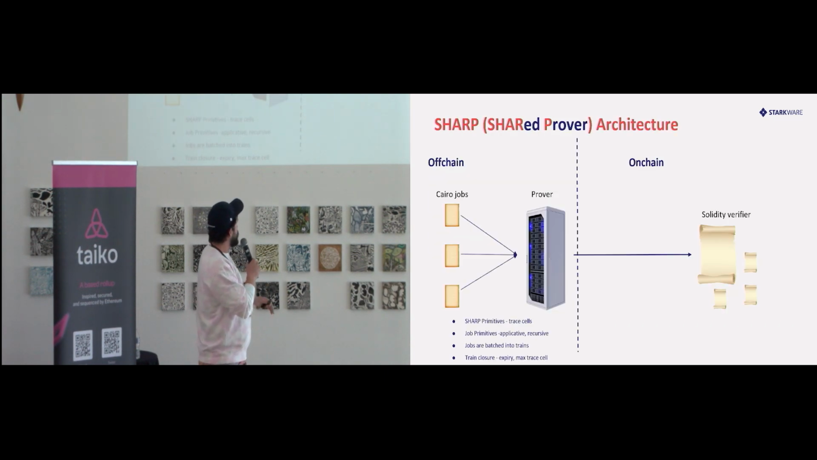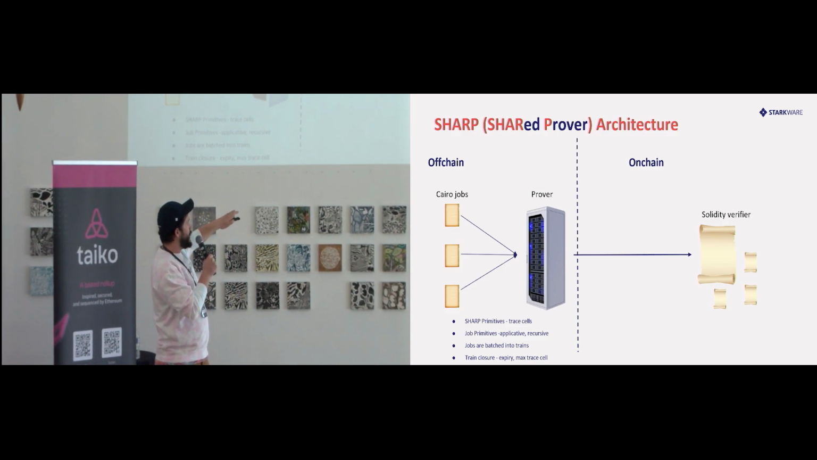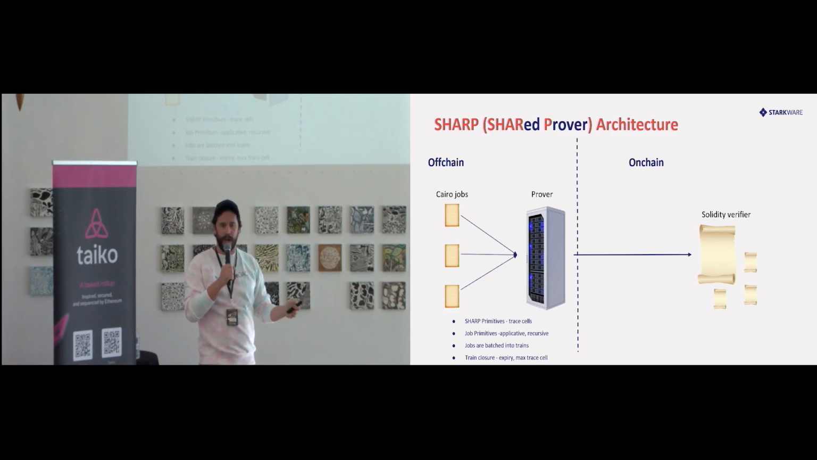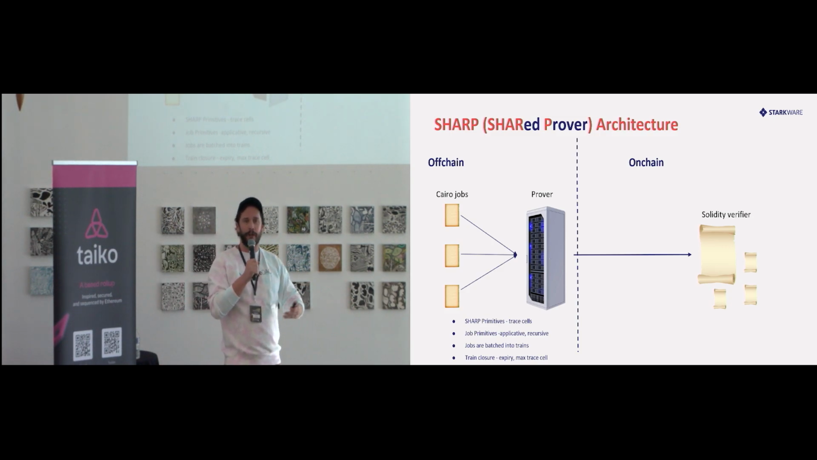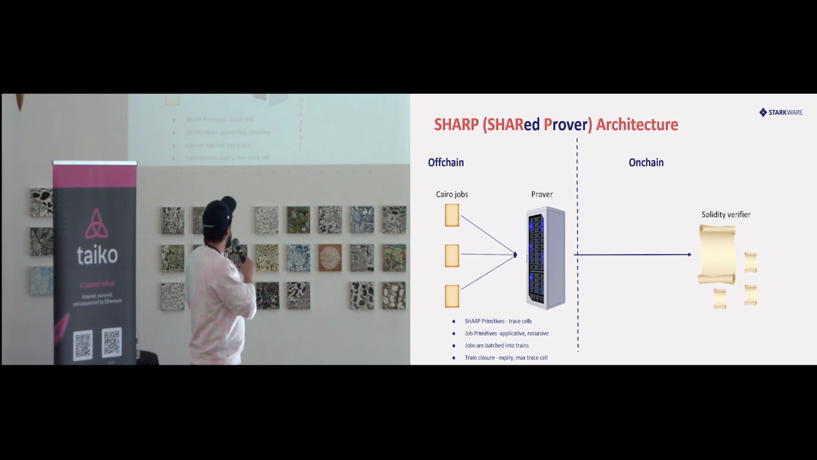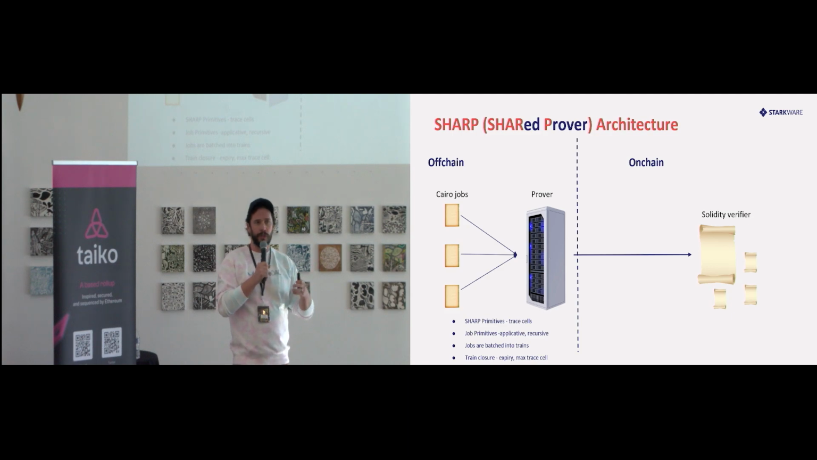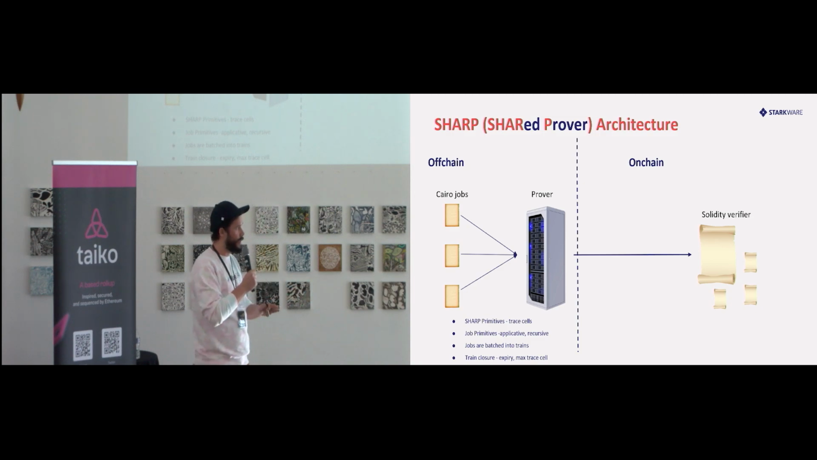Okay, so to zoom in on the Sharp section of it, the Sharp is just a large server that's sitting in an AWS warehouse somewhere, and it gets sent Cairo jobs. Cairo is our provable programming language. So Sharp is agnostic to the platform that's writing Cairo jobs to it. We'll get into that a little bit more.